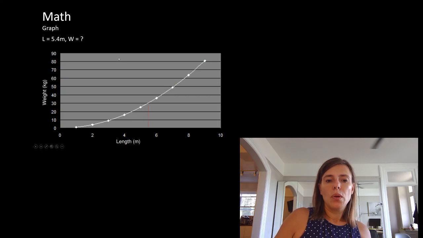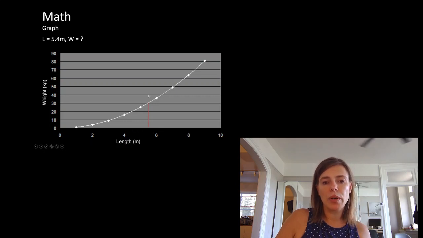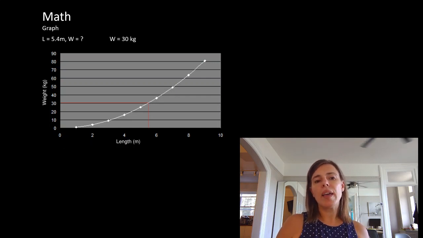Well, we would come over to where we think 5.4 is. We could get a ruler out if we wanted. We want to get it as close as possible. We're going to draw a line up, and then we're going to draw the line back to see where that hits the weight. That looks to be about 30. That's pretty darn close to 30. So we'd say, looking at this graph, that W equaled 30 kilograms.